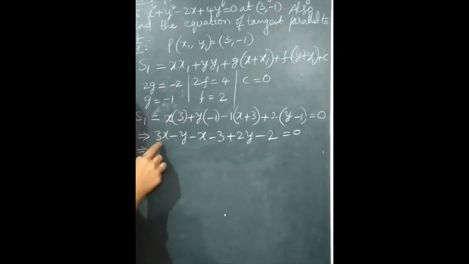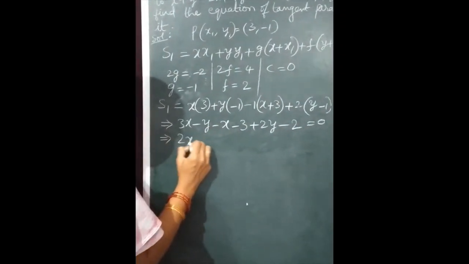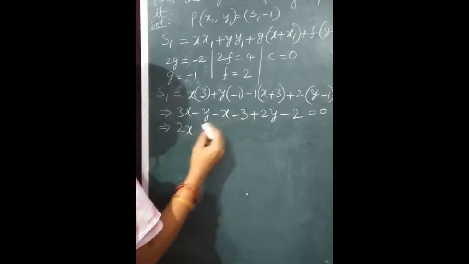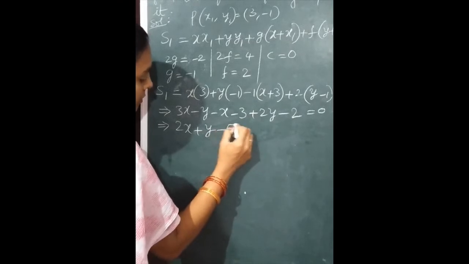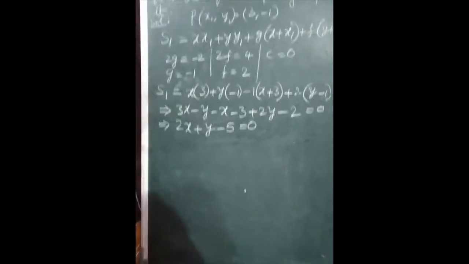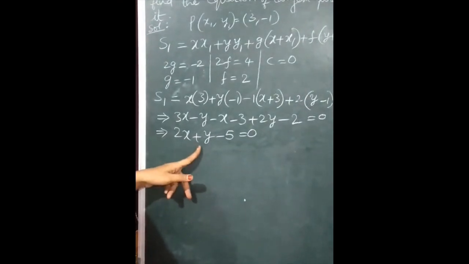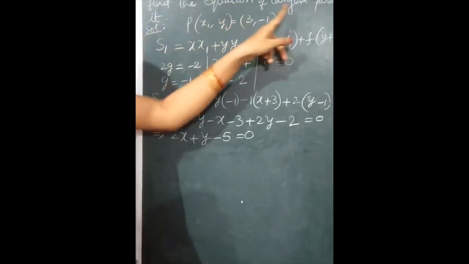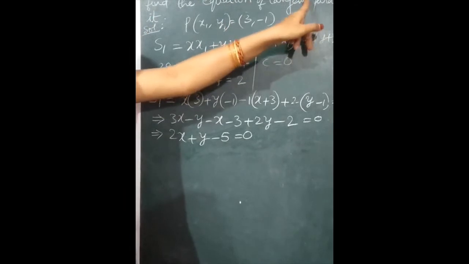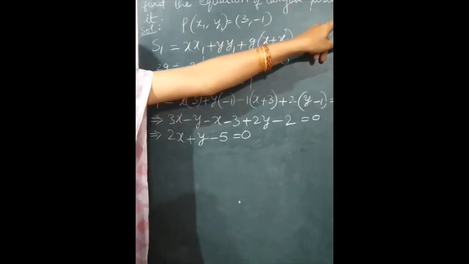This is equal to 3x minus x, 2x minus y plus 2y plus y minus 3 minus 2 minus 5 is equal to 0. This is the one tangent equation. But another tangent equation, we have to find out. What is the condition? Parallel to it.